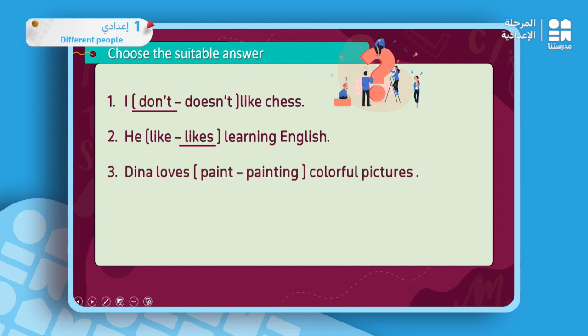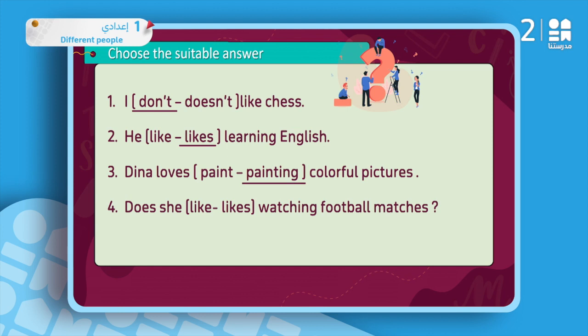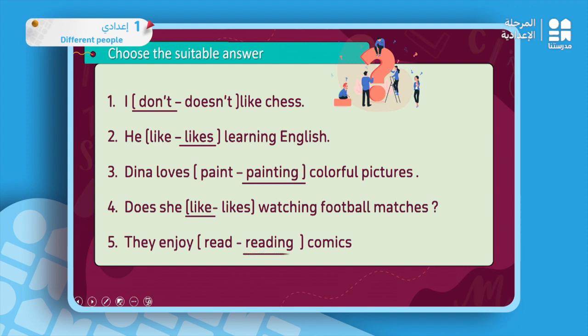Number 3, Dina loves paint or painting colorful pictures. Dina loves. احنا اتفقنا يا ولاد ان with love, like, dislike, hate and enjoy I have to use the gerund. So here Dina loves painting. تمام. Number 4, does she like or likes watching football matches? هو بيحب يتفرج على ماتشات الفوتبول ولا لأ؟ Of course, here I have the auxiliary does. It's a question, so I have to use the verb in the base form. So I'll use like. Excellent. The last one, they enjoy read or reading comics. Of course they enjoy reading comics. بيستمتعوا بقراية الفاني ستوريز والحاجات المضحكة.